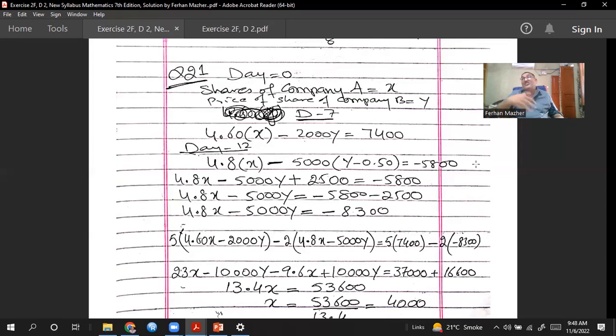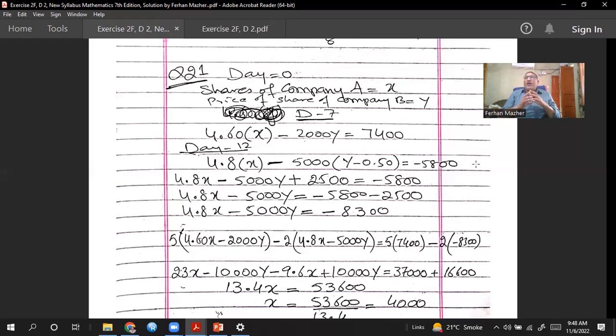And from the sale of company A's shares, she bought 2,000 shares of company B. The price of them was Y. So it will be minus 2,000 into Y, and the remaining money she will have after buying the shares of company B will be $7,400. So that is my first equation. Very tricky statement. Very, very tricky statement.